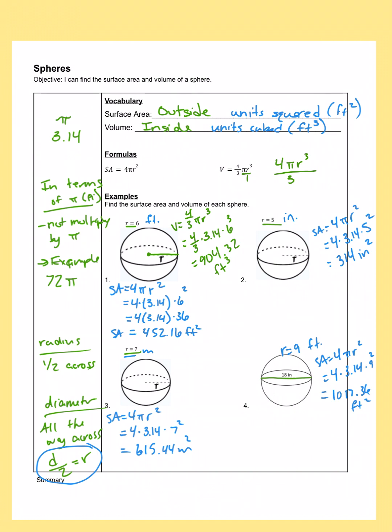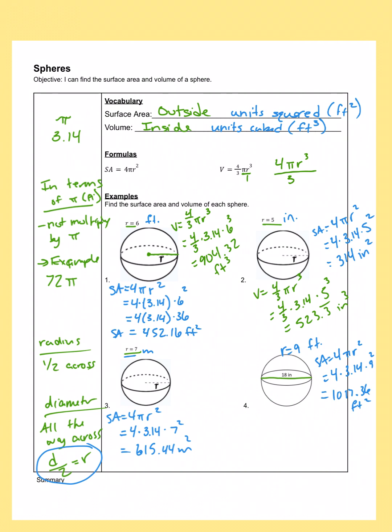Number 2, 4/3 pi r to the third. So in this case, it's going to be 4/3 times 3.14 times 5 to the third. And I'm just going to plug that all into the calculator. Remember, you can use the fraction if you use a Desmos calculator. If you're using a regular calculator, you can just do everything else and then divide by 3. And we get 523.3 repeating. And this is going to be in inches cubed.